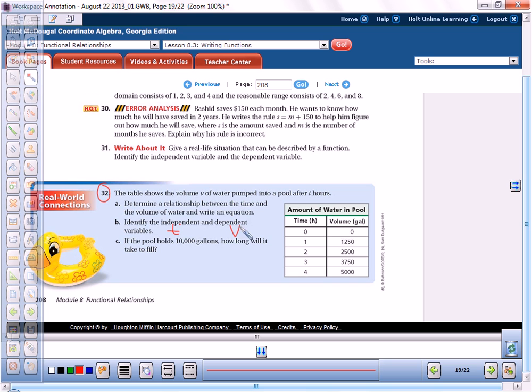Okay, so V of t is equal to, my rate of change is my slope. So what did we decide this was? 1,250 for each hour. And then what was my starting point? 0. Do I need to write plus 0? No, not really.